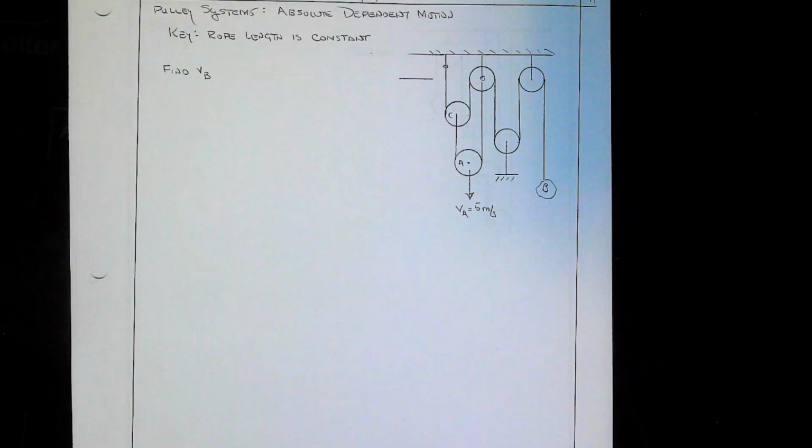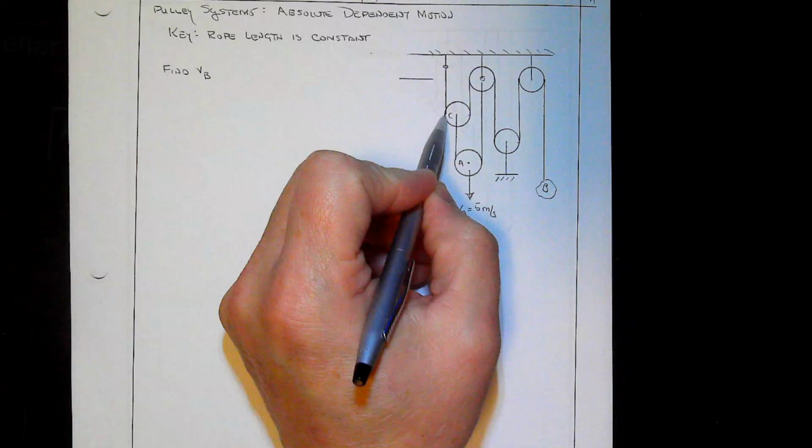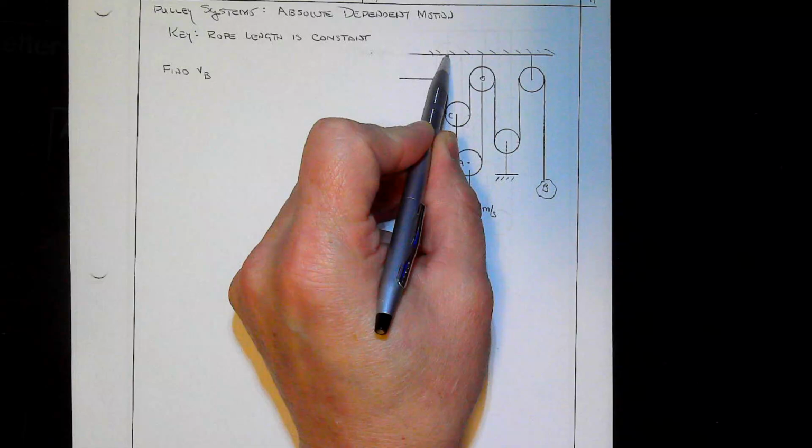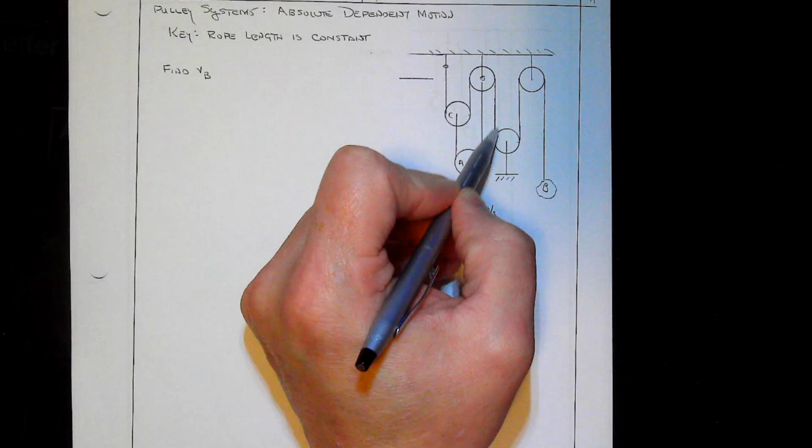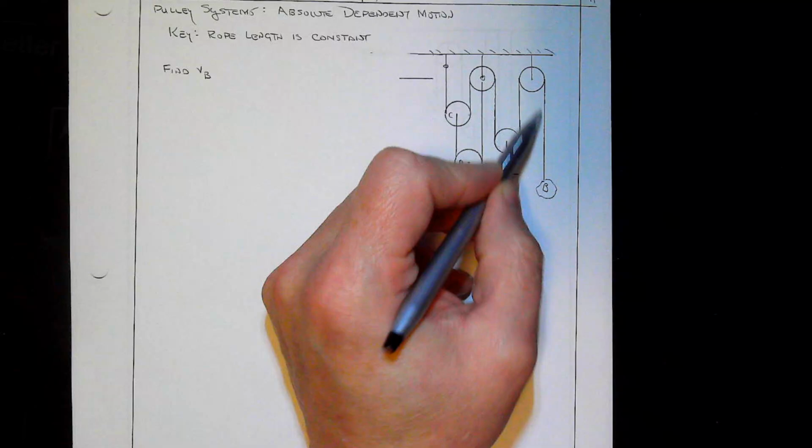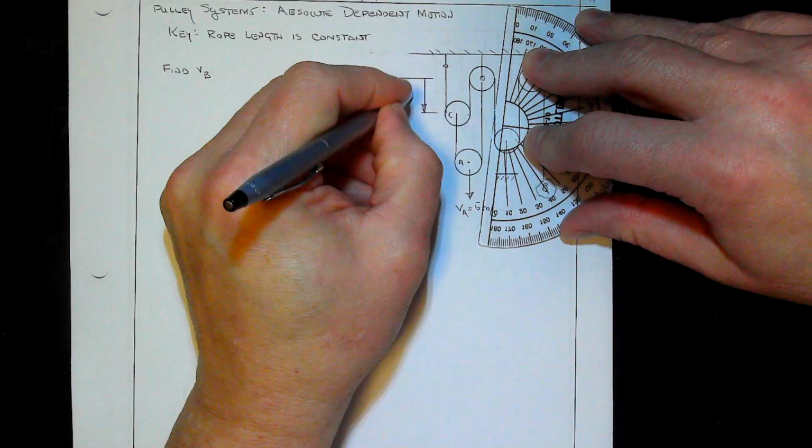So here we have a pulley system, and the key in dealing with pulley systems is to note that the rope length is constant. So what we want to do is write an equation related to the length, and then we can take a derivative of that, and then the constant goes away. The derivative of the constant is 0. So if we have an equation that expresses position relative to the rope, and then take the derivative, we can get velocity and acceleration.